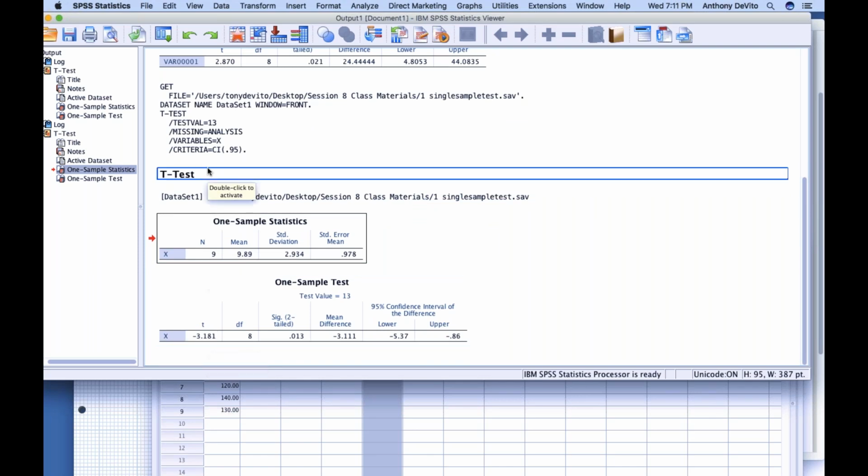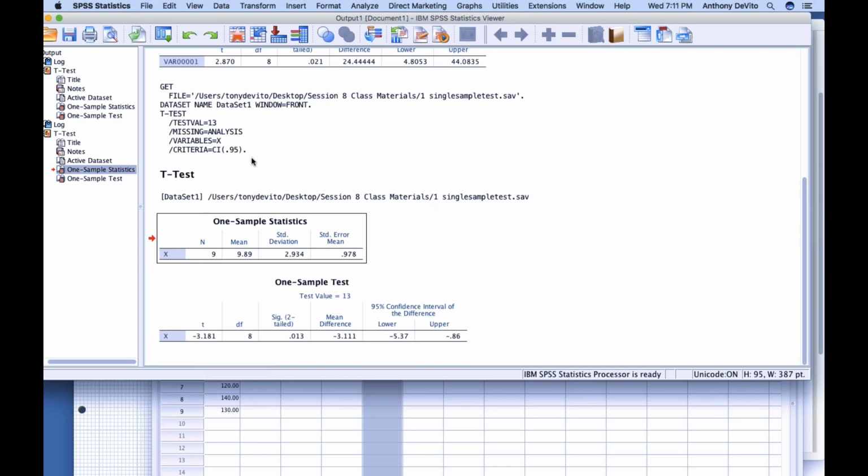Why did it come out to be minus? Well, it came out to be minus because it happened to use the 9 minus 13, the number that I was comparing it to, but it doesn't matter if it's a positive number or a negative number. I'm only interested in the magnitudes, the size of the t-value. So it comes out to negative 3.181.